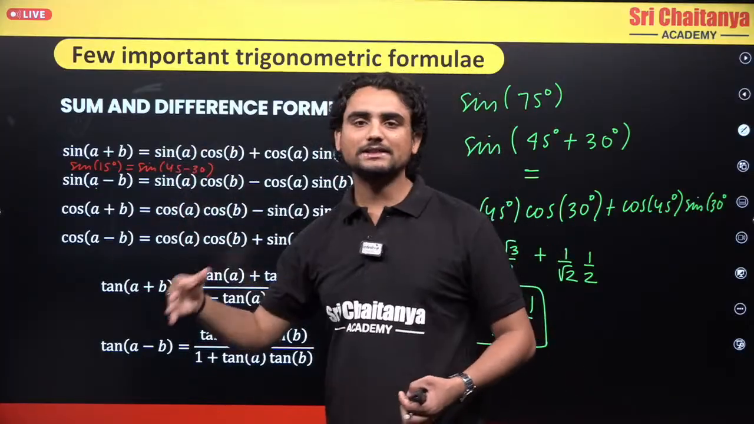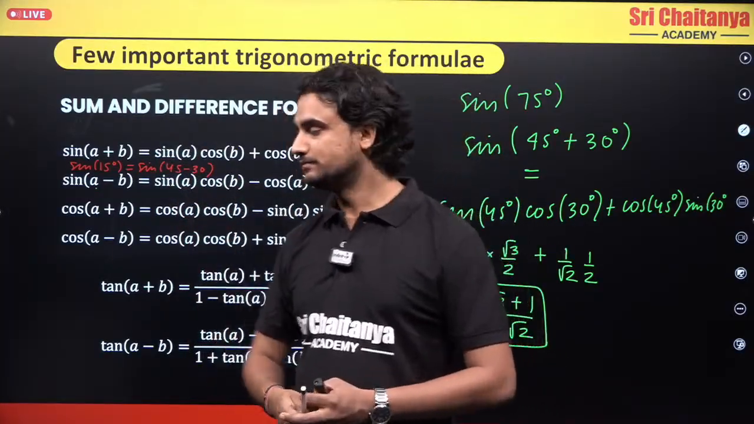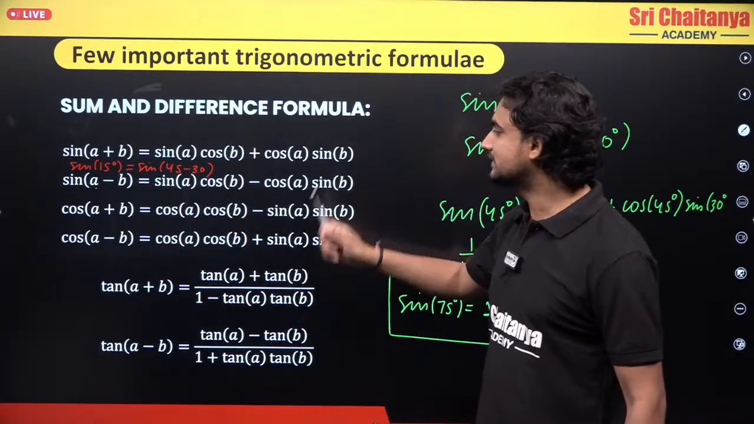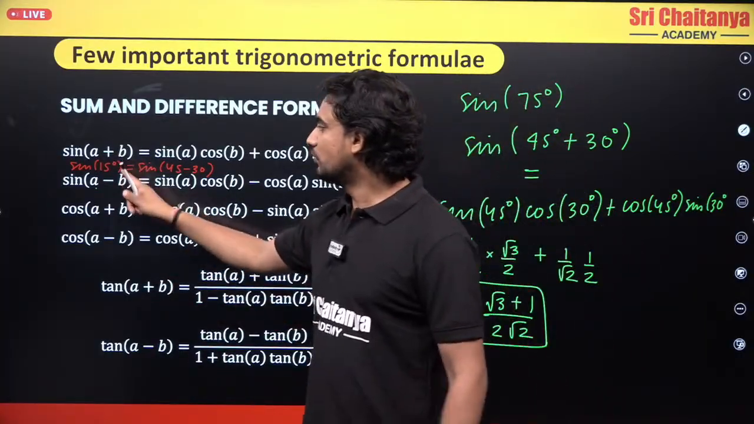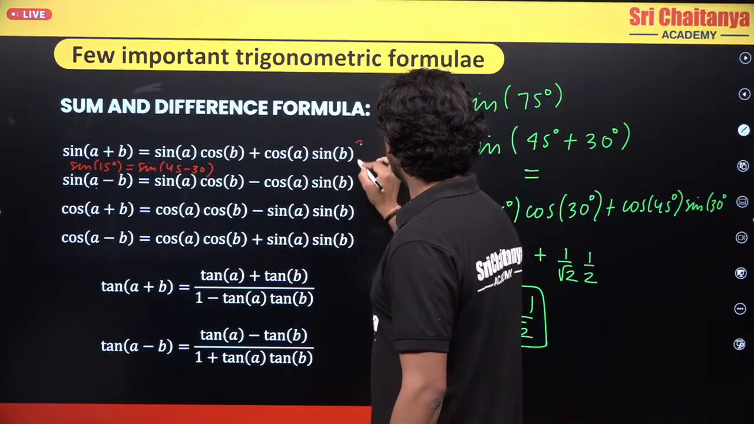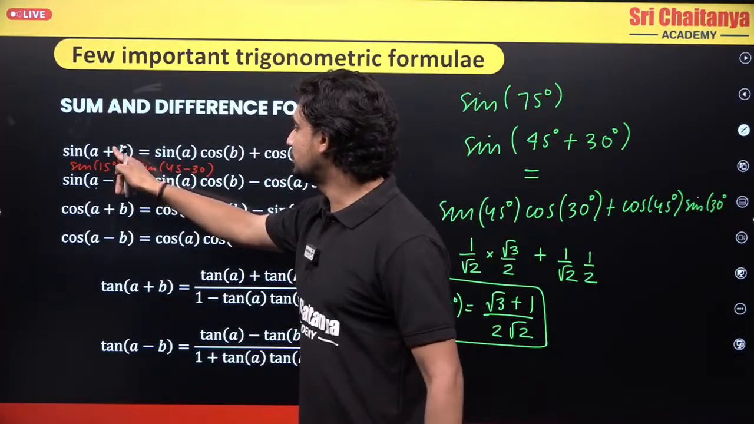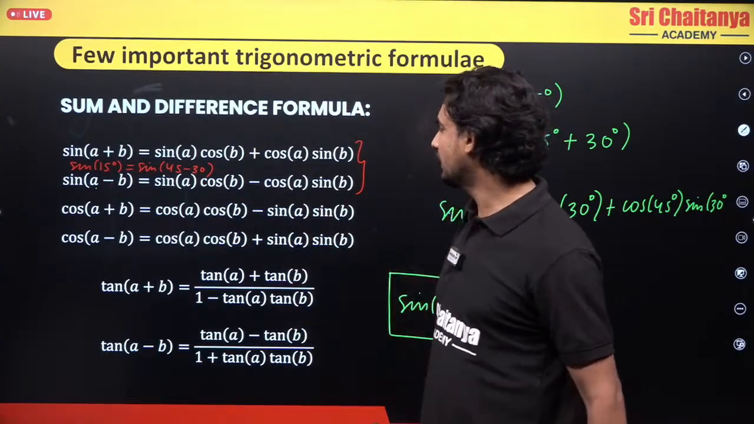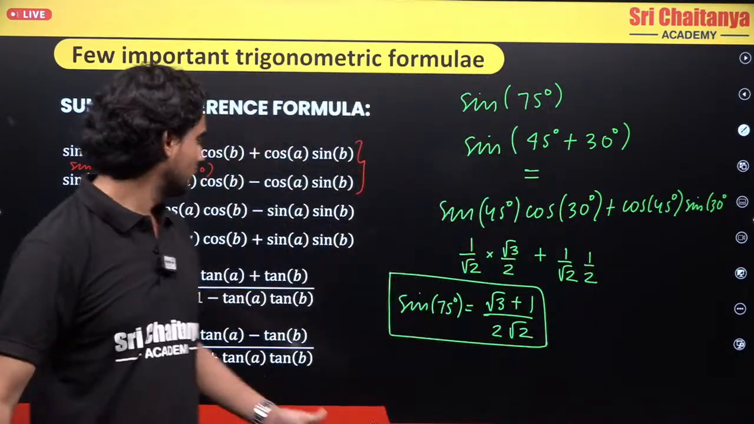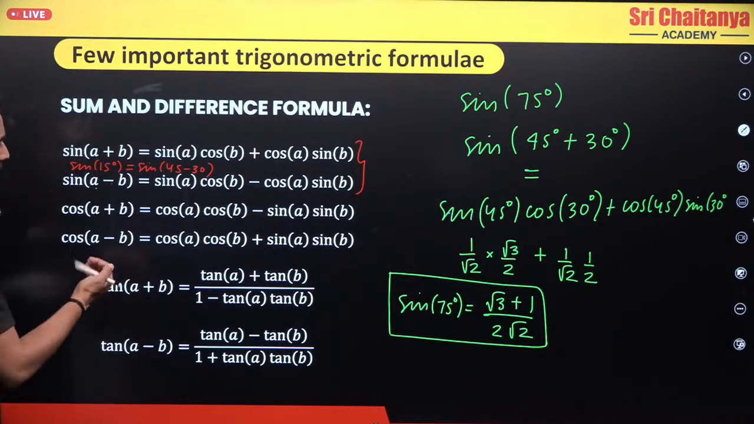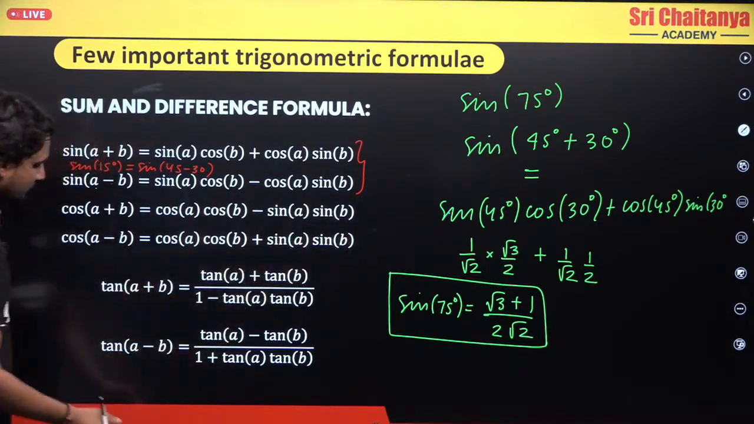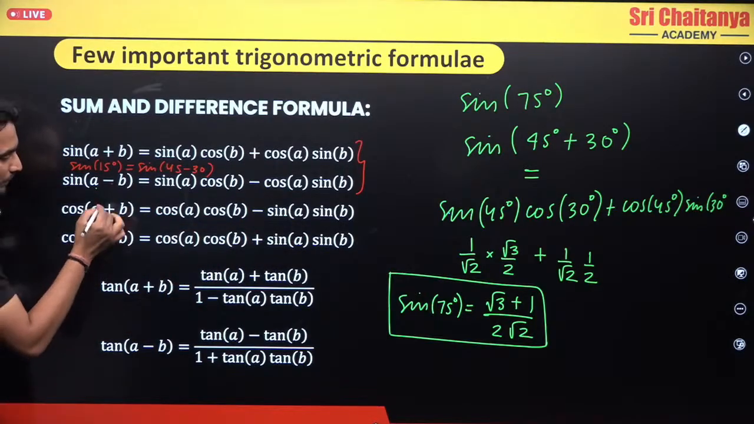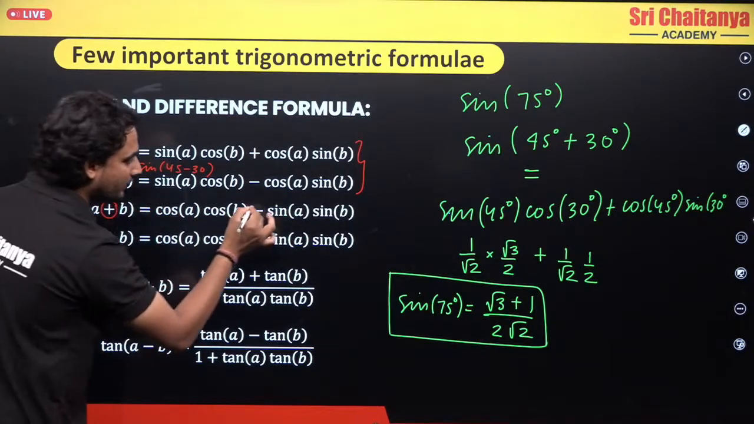So sine A plus B is sine A cos B plus cos A sine B. Then what is sine A minus B? Sine A minus B is sine A cos B minus cos A sine B. If you want to remember these two formulas as one, just substitute plus with minus and you will get your answer. Next, cos A plus B. What is cos A plus B? Cos A cos B minus sin A sin B. And what is cos A minus B? Cos A cos B plus sin A sin B. Here it is opposite. If I have a plus here, I will have a minus here.